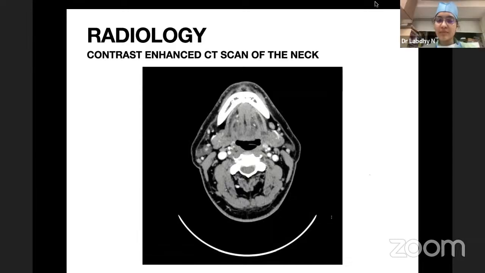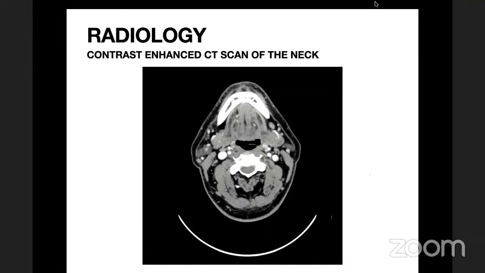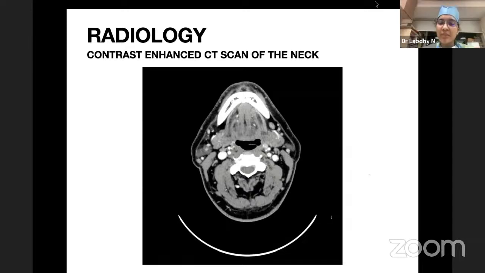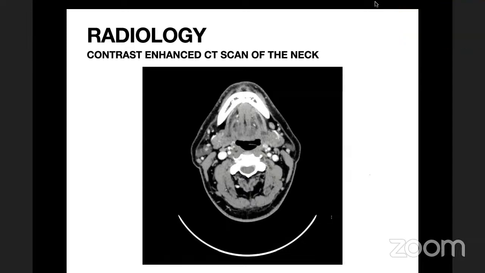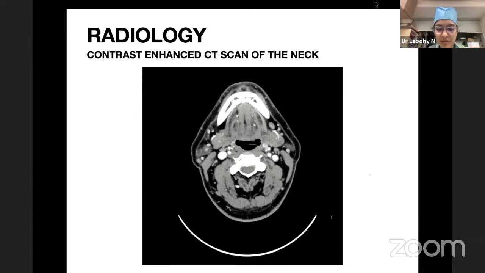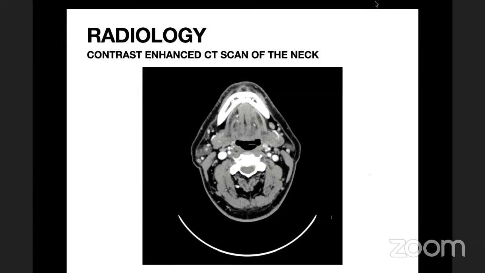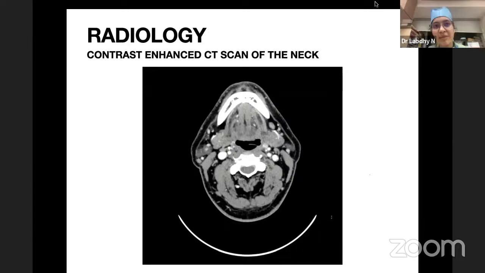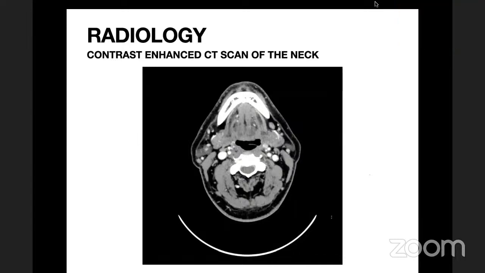Then what happened? After that, how did you decide whether it should be concurrent CTRT or induction followed by CTRT? Ma'am, are there actually studies in that space also? Yes, ma'am. There are studies in that space also. And what do they tell you, to do induction or to do CTRT? Ma'am, the outcomes have been similar in the studies.